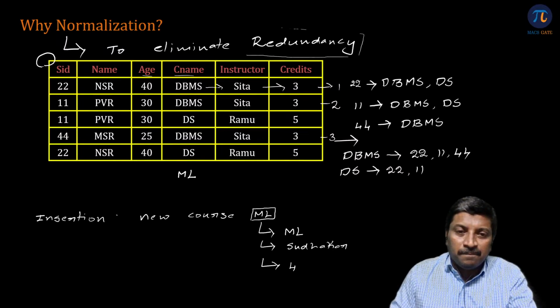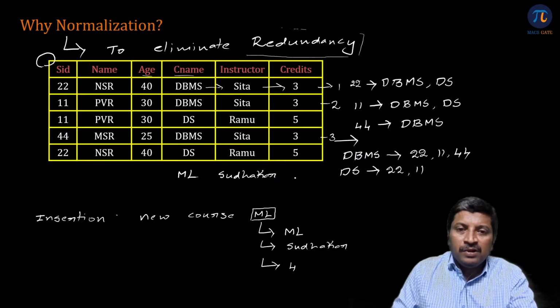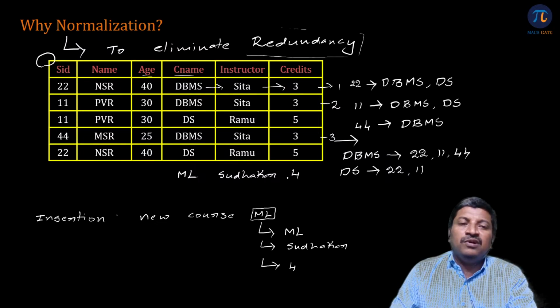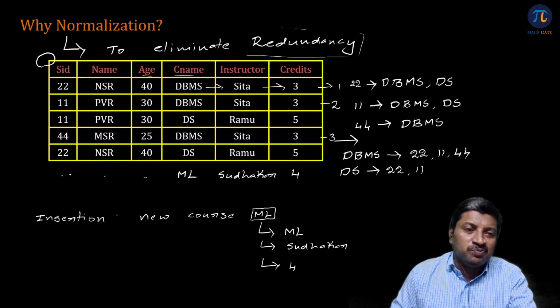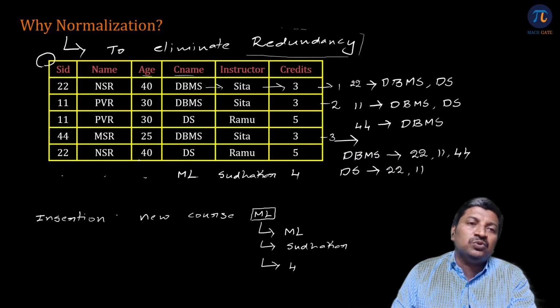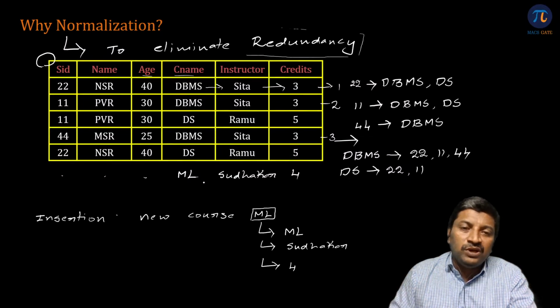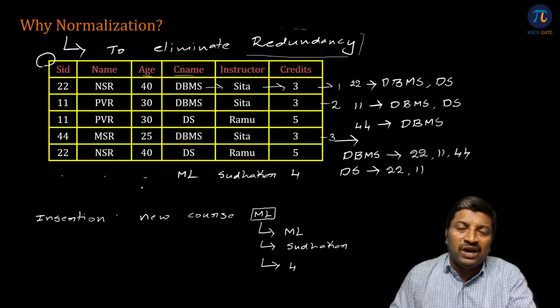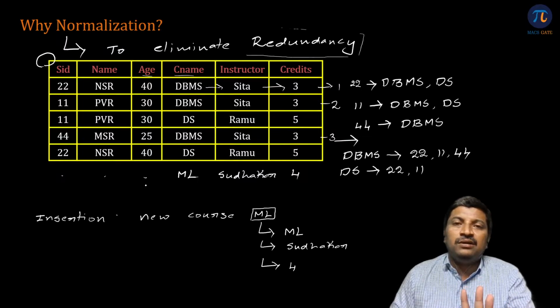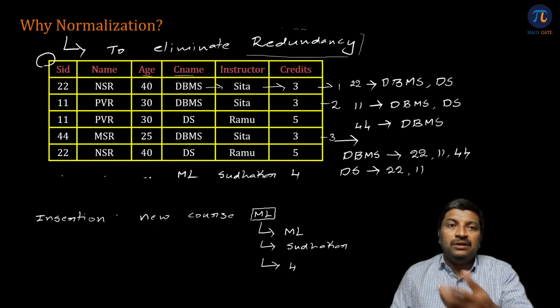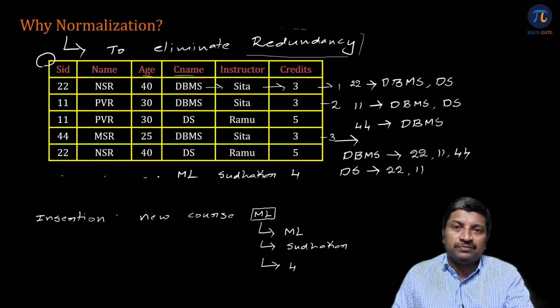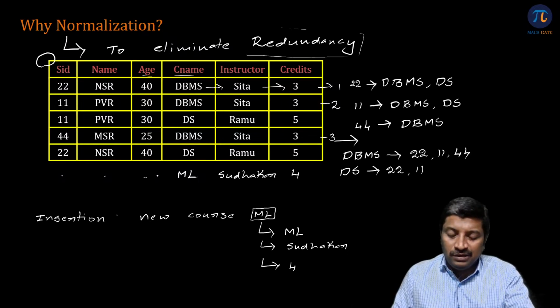Sudhakar, 4. Of course, we can have null values in these places, but according to this table schema, to insert a new course, I need to have at least one student in my database. Otherwise, it seems to be not correct. Is that clear, sir? So this is the problem we might face when we insert a record in the database.